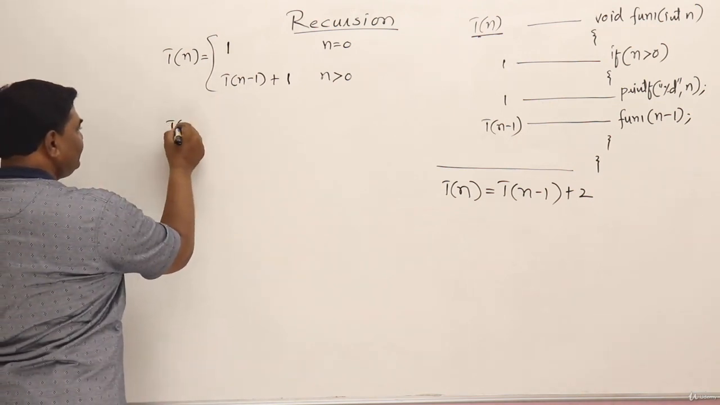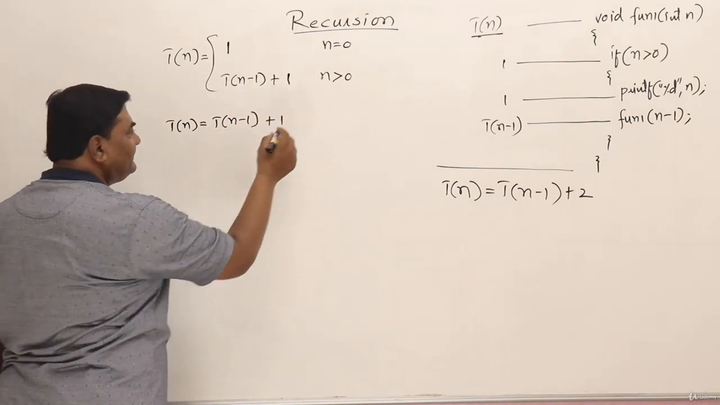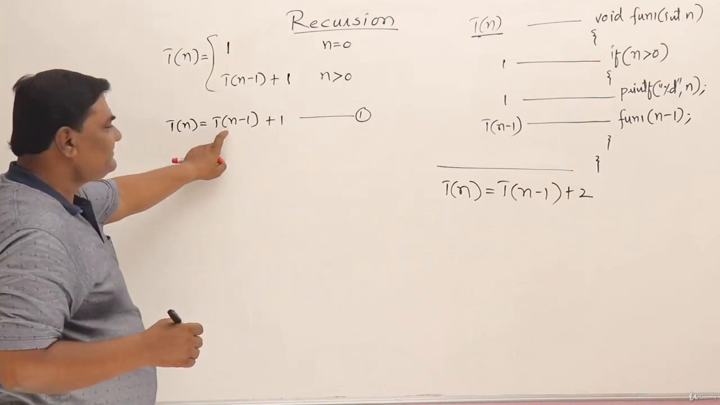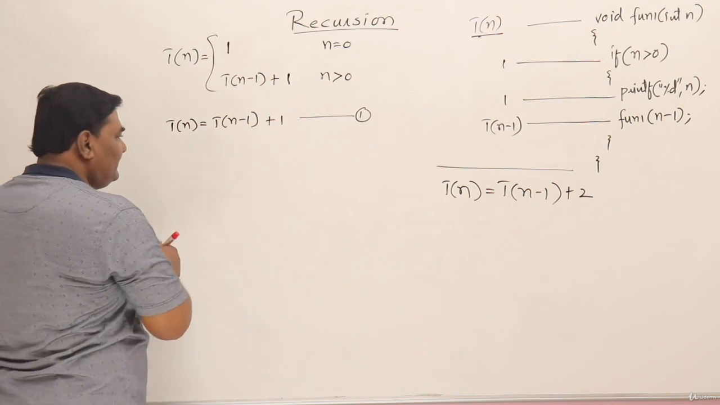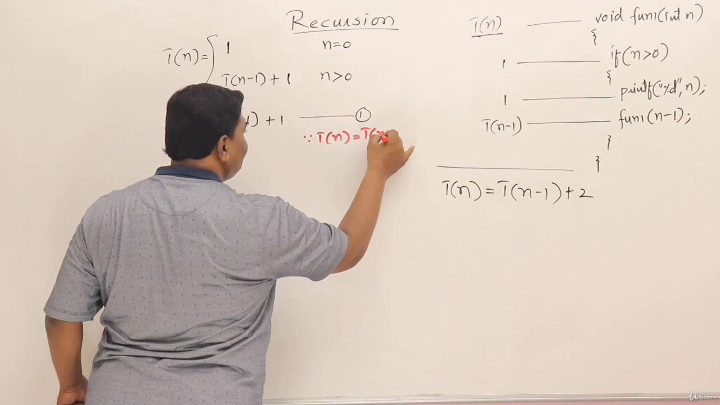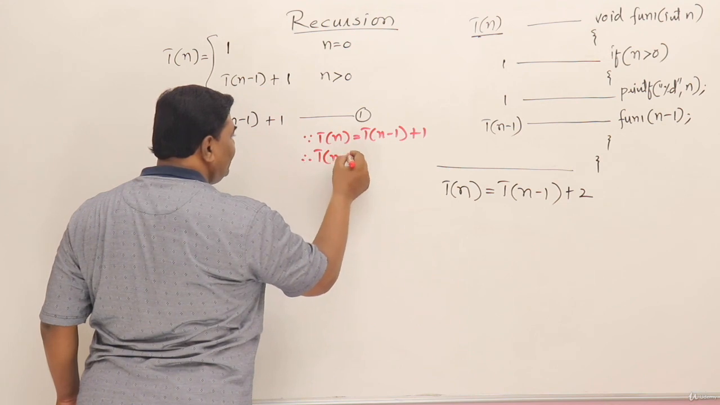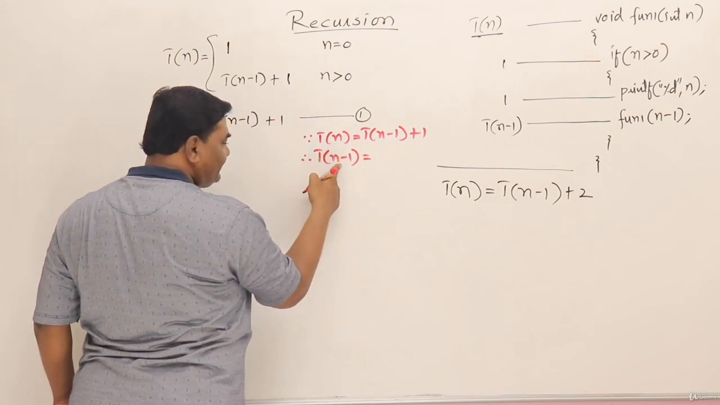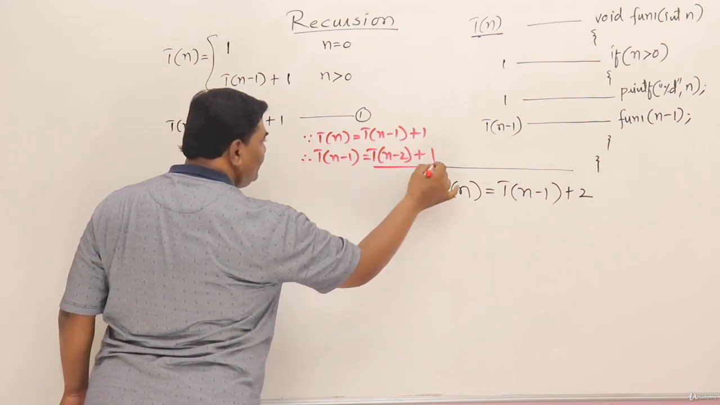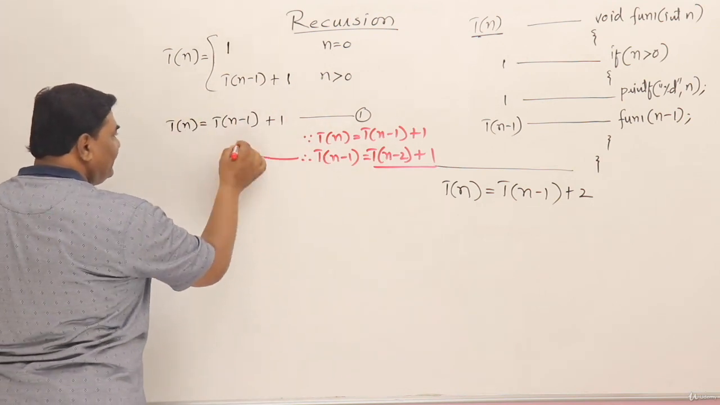So the recurrence relation is T(n) = T(n-1) + 1. This is the first equation we have. I can solve this if I know what T(n-1) is. Since T(n) = T(n-1) + 1, what will T(n-1) be? If this is n, replace it with n-1, so this will be T(n-2) + 1. So I can substitute this one, T(n-2) + 1, in place of T(n-1). So this I can replace here.